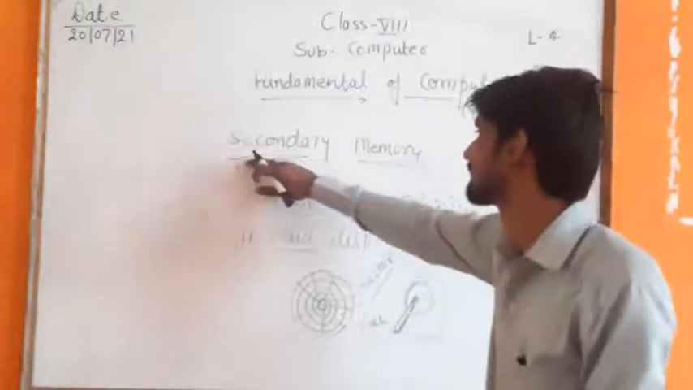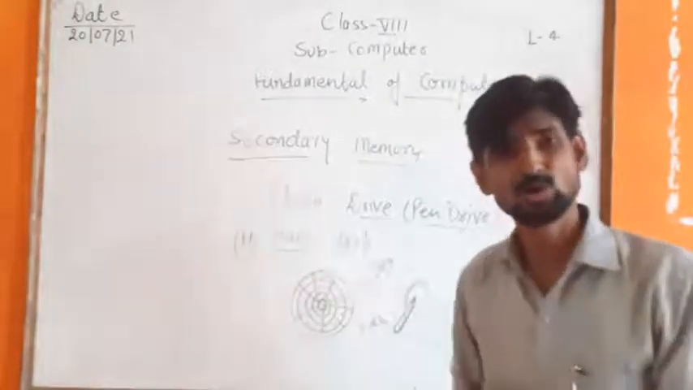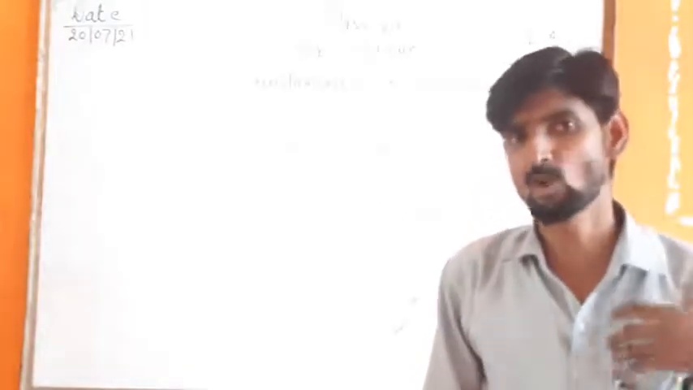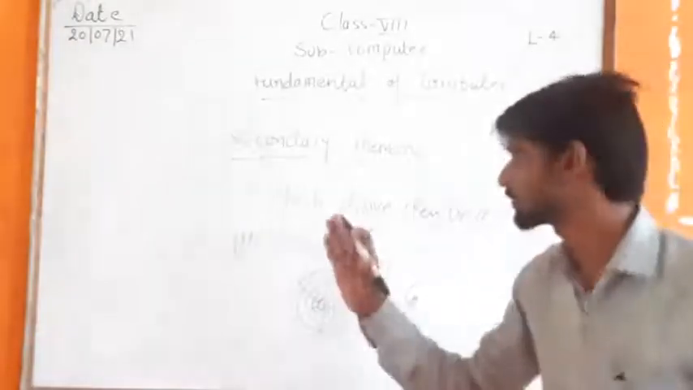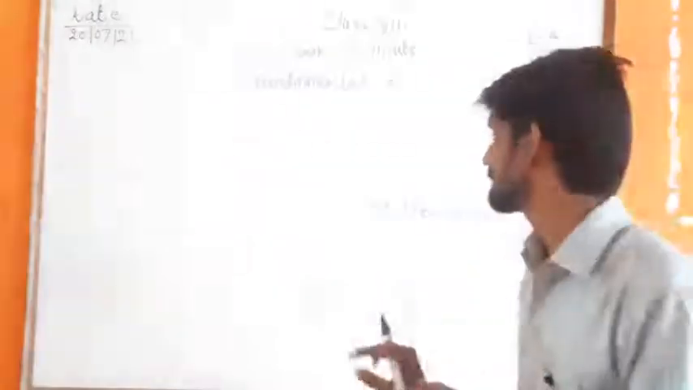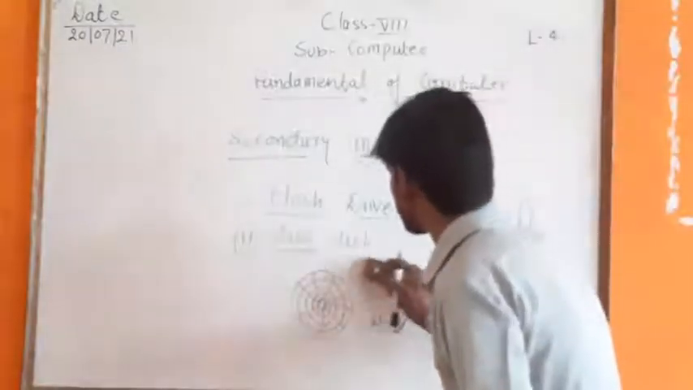Now we only have to know what is the secondary memory and what is the primary memory, what is the function of the primary memory and what is the function of the secondary memory. So just focus on it. To keep our data on a permanent basis, we use the secondary memory.